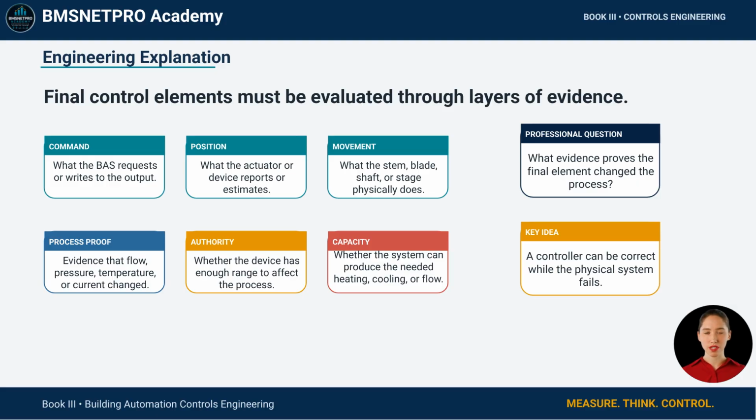Use this language during troubleshooting. Command is the requested action. Position is the reported or estimated actuator position. Mechanical movement confirms that the shaft, stem, blade, or stage actually moved. Process proof confirms the effect on airflow, water flow, pressure, temperature, current, or another measured outcome. Authority tells us whether the final element can influence the circuit over the needed range. Capacity tells us whether the connected system can actually produce the required result. This vocabulary prevents us from blaming a component too early.